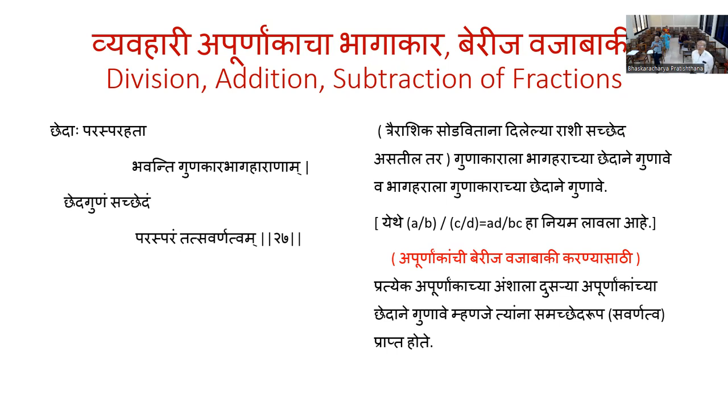Now from the explanation only we should understand that the gunakara. So if there are denominators, then what is to be multiplied? You multiply that by the denominator of the denominator. So C by D is what you are dividing by. Its denominator you take D, and you multiply the numerator of the number A by B.